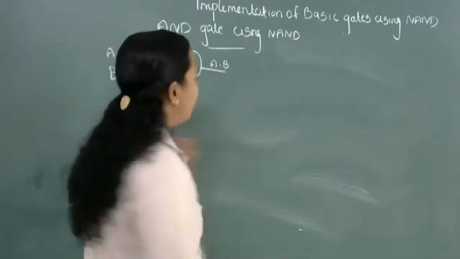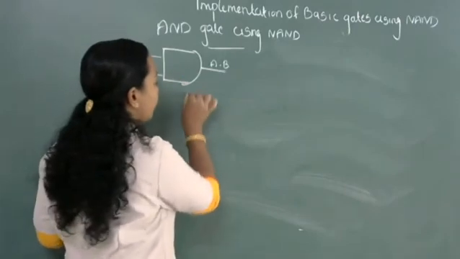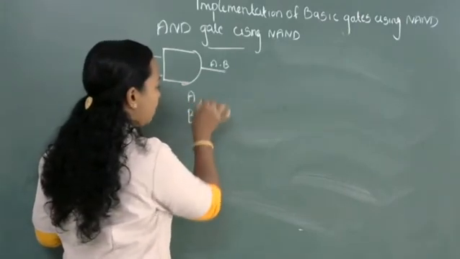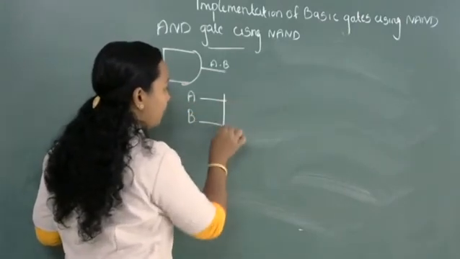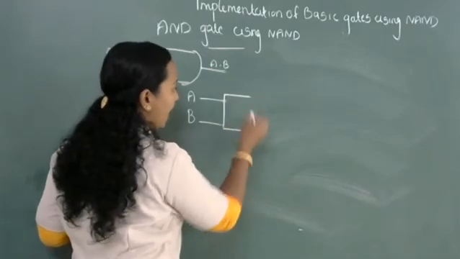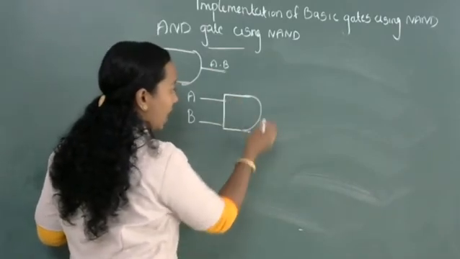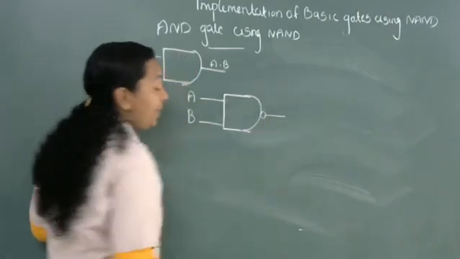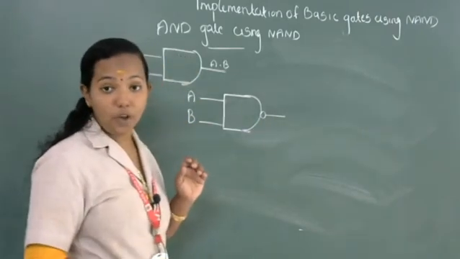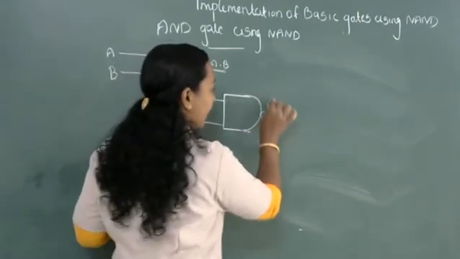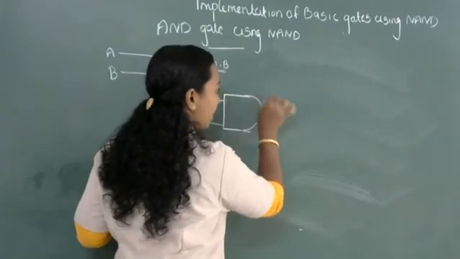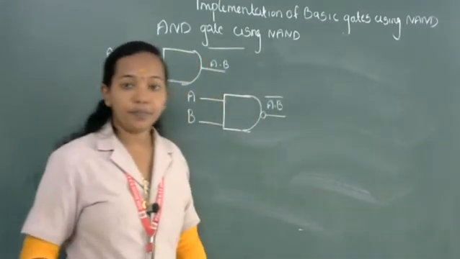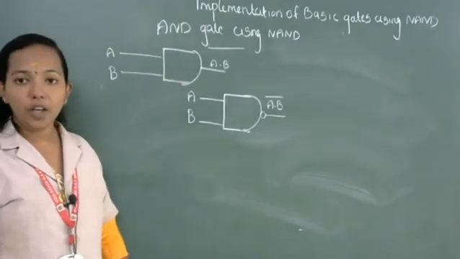For this I am using the same step, A, B. After NAND operation, what will be the result? A dot B all complement. Okay, is it clear? A dot B all complement.